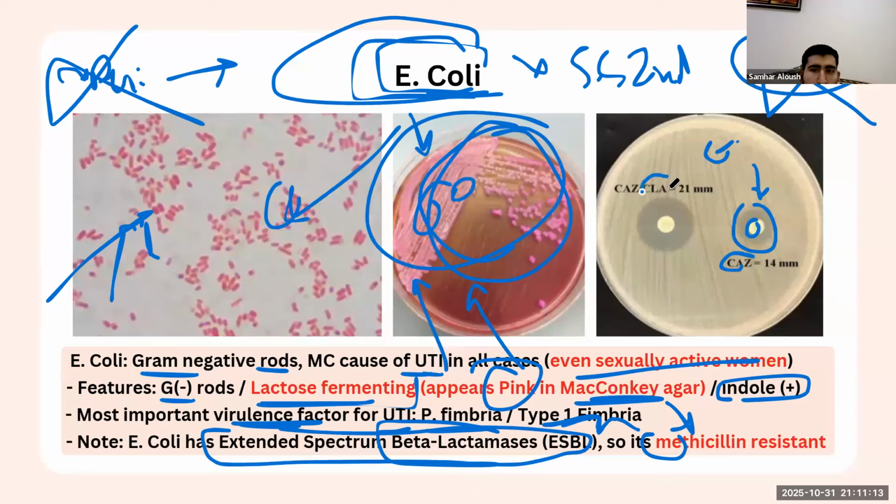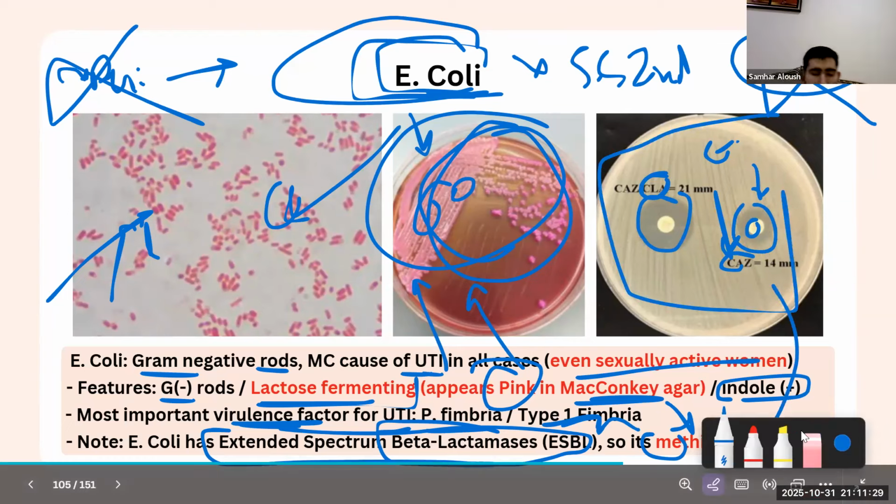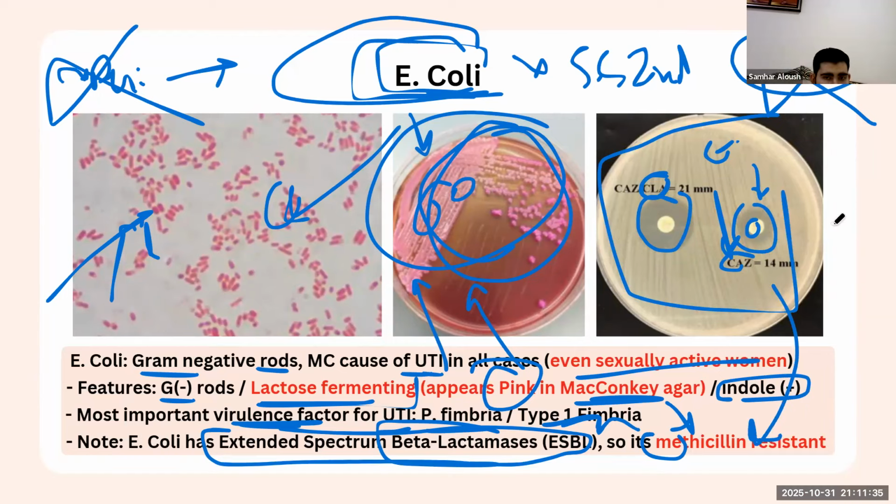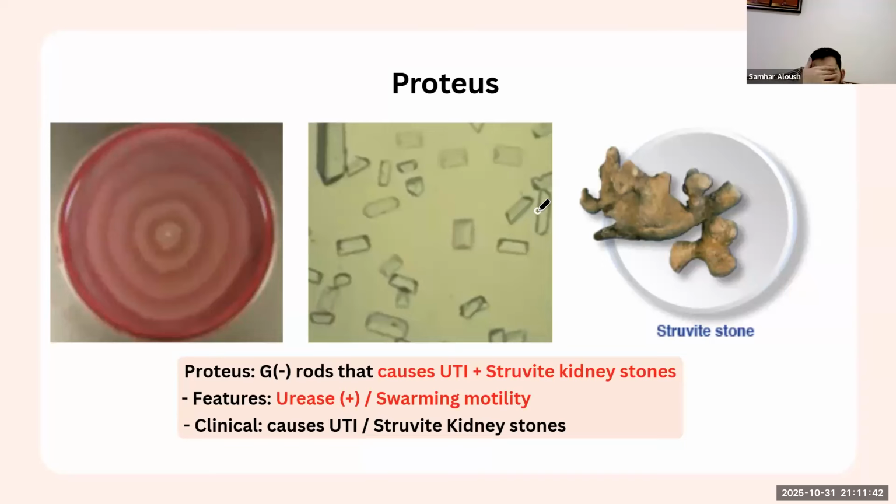But when we put it with clavulanic acid, which is another drug, which is not a beta-lactam, see the area of killing is very big. This proves that the bacteria is resistant to ceftriaxone, but not to clavulanic acid. So this test proved that E. coli is methicillin resistant. They will bring you a question about E. coli and then ask you which of the following pictures proves that E. coli is resistant to methicillin. This is the picture. Memorize it. We finished E. coli. Now everything else is easy.